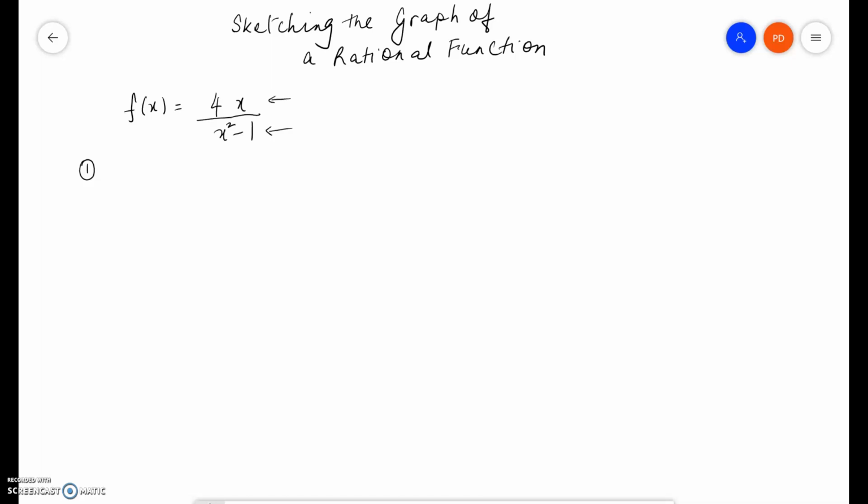What we have here is a polynomial over a polynomial. So that's a rational function. That's a polynomial and that's a polynomial. So we want to graph this rational function.